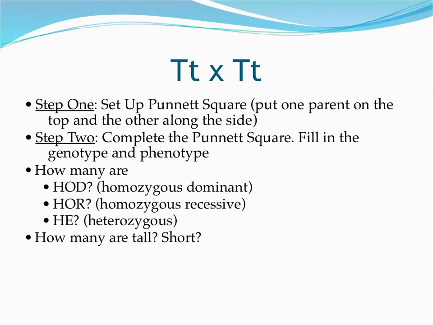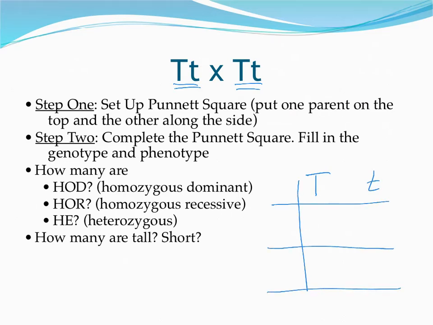Okay, another cross we have. This is a heterozygote and a heterozygote. So we would put one parent along the top, which would be this one, big T and little t, because a heterozygous parent can give either a dominant allele or a recessive allele to the gametes. Okay, and the other parent would go on this side.